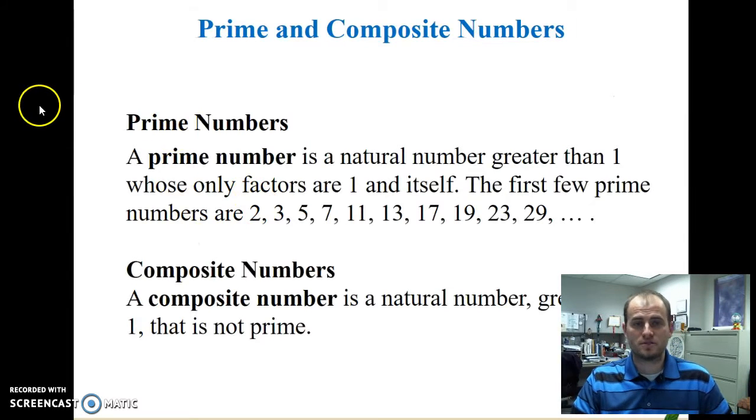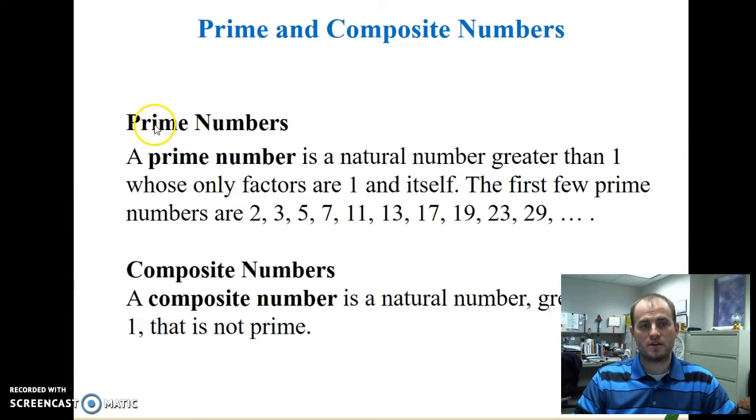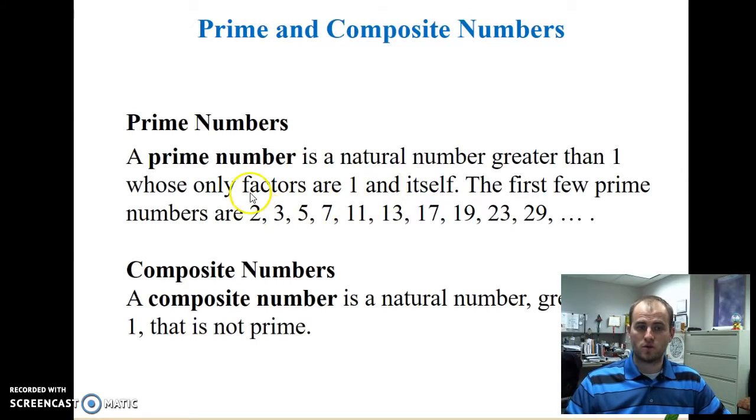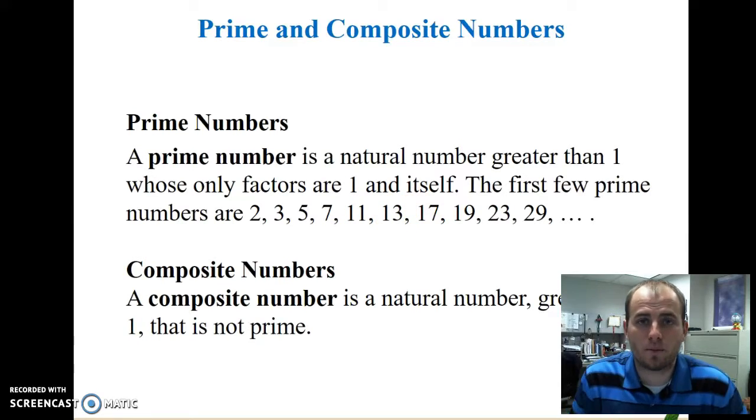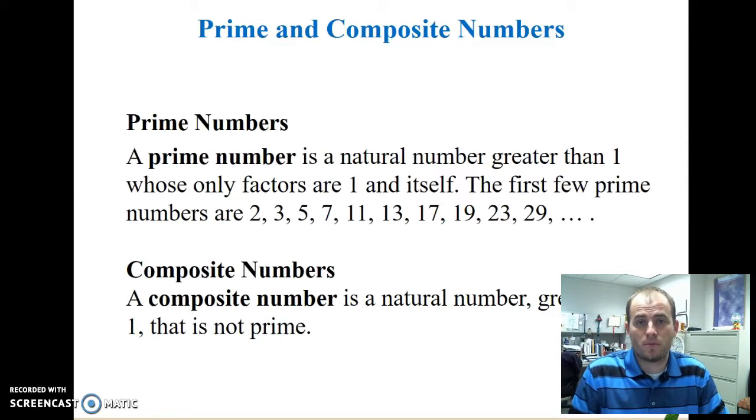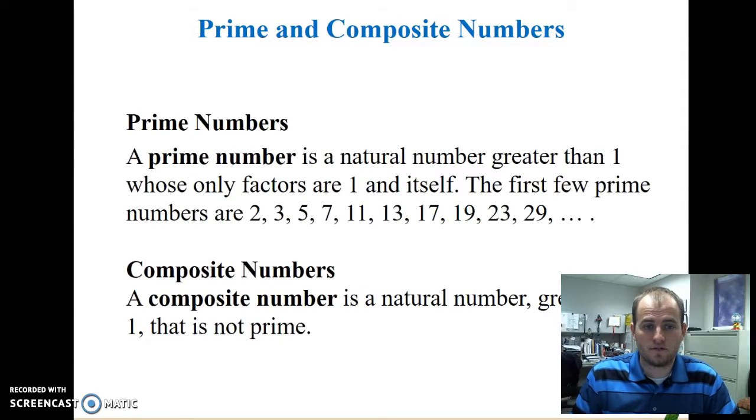Okay, that brings us to two types of numbers. There's prime numbers and composite numbers. A prime number is only divisible by, or its only factors are, 1 and itself. So the only numbers that go into 2 are 1 and 2. The only numbers that go into 3 are 1 and 3. The only numbers that go into 13 are 1 and 13. That's what a prime number means. The only numbers that go into them are 1 and itself.